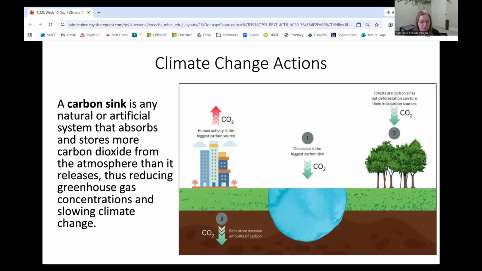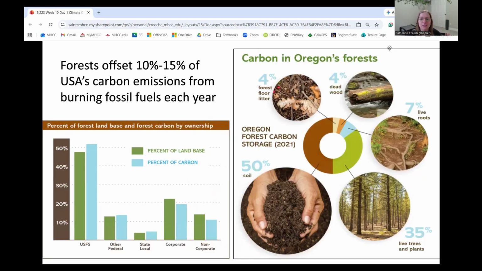When I'm thinking about what we can be doing, I love thinking about forests. So Oregon's forests are incredible. We have a ton of forested land, and in general, forests in the United States offset 10 to 15% of our annual carbon emissions. And that's fantastic. That's a good amount. Where does the carbon go in the forest?